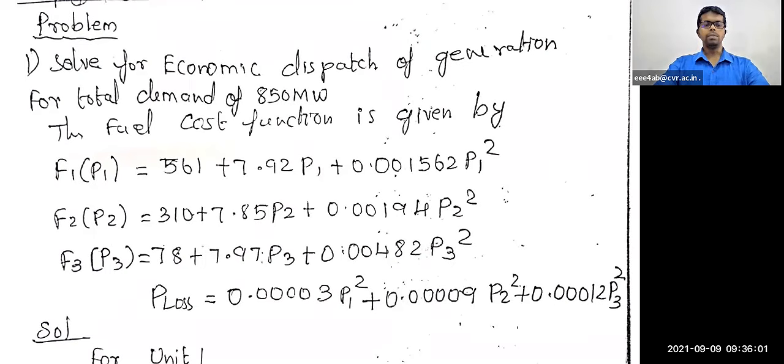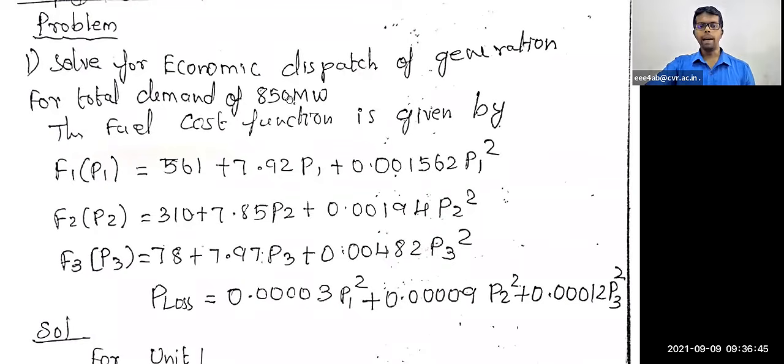Next, the PLoss equation is also given. It consists of the 3 generating units, because the transmission losses combine all the generating units. So in the losses, it is given for 3 generating units: 0.0003 P1 squared plus 0.0009 P2 square plus 0.00012 P3 square. Okay, this is the PLoss equation.